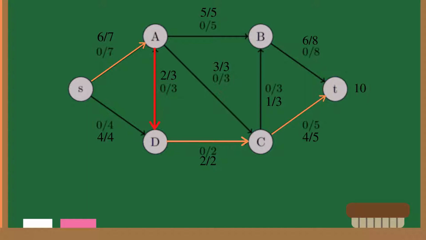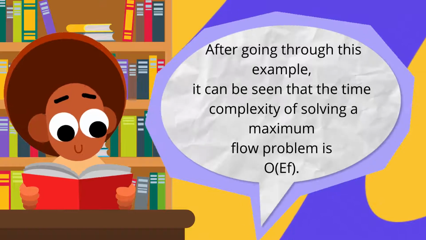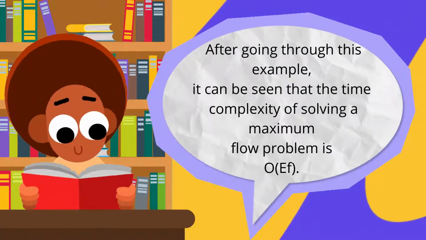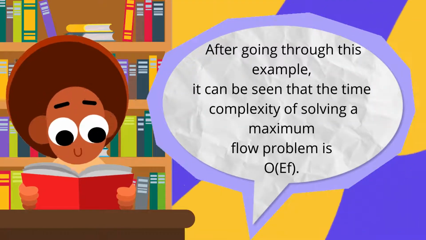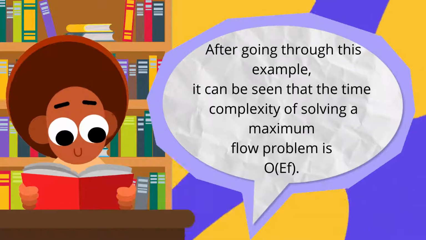After careful observation, there are no more available augmented paths that can be made, and the maximum flow value is 10. The time complexity of solving a maximum flow problem is big O of E times F, wherein E is equal to the number of edges and F is equal to the maximum flow.